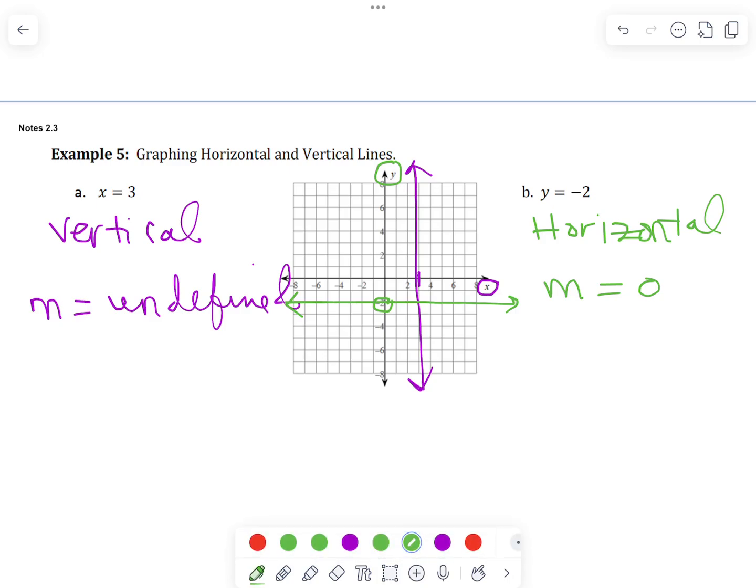And I'm just going to go ahead and label those lines too. So this will be y equals -2, and then this will be x equals 3, since they're on the same coordinate plane.